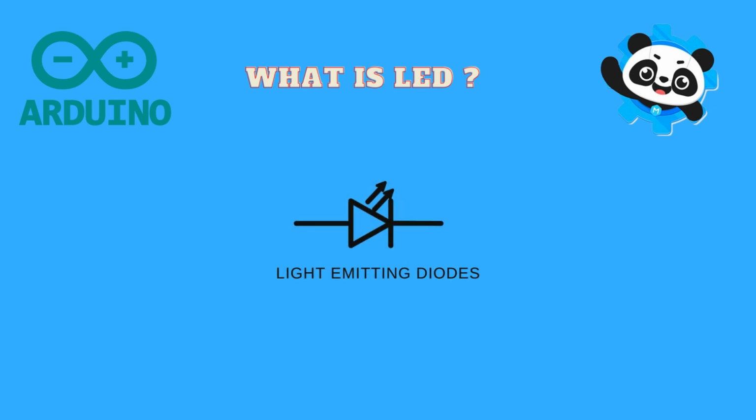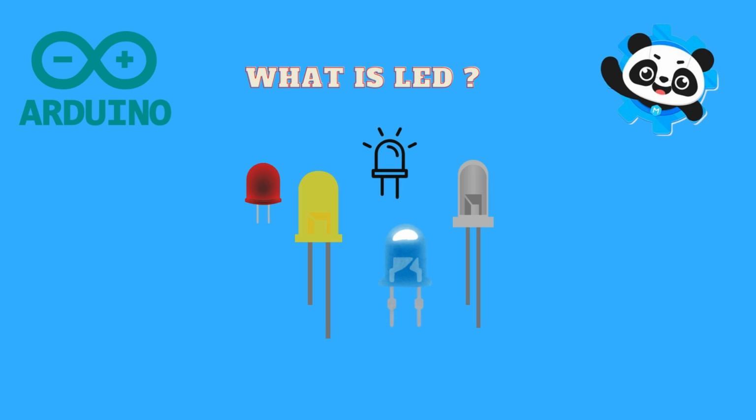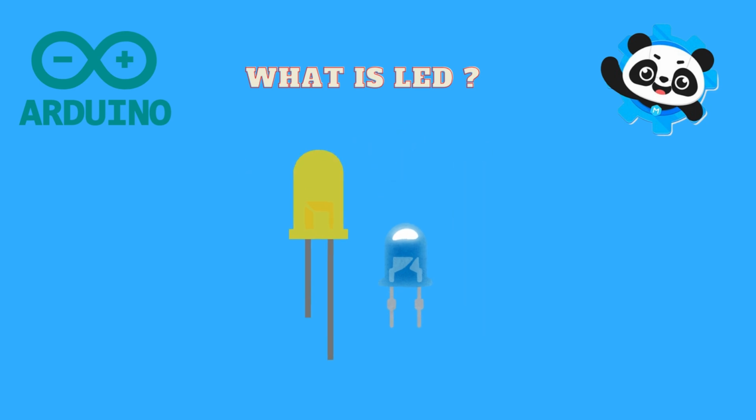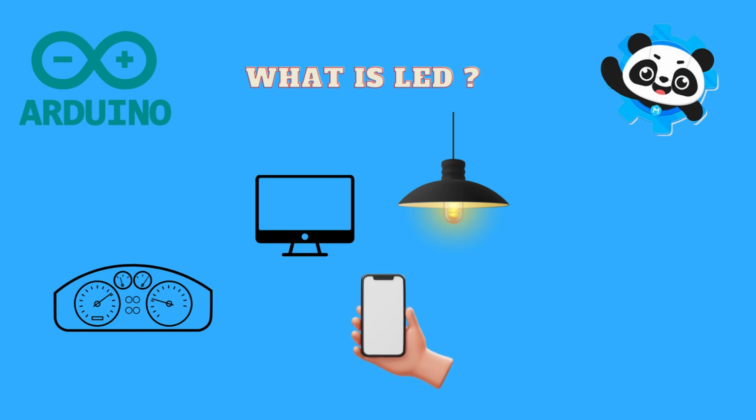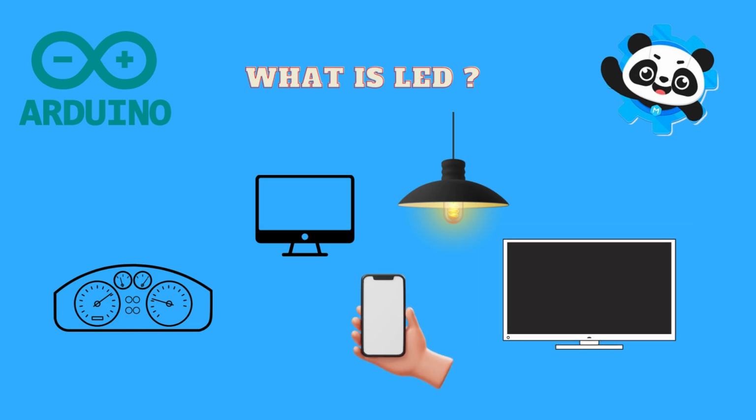LED, also known as light-emitting diodes, are electronic components that convert electricity into light. LED have several advantages, including long lifespan, low energy consumption, and fast switching speeds. They also come in a variety of colors and sizes and can be used in many different applications such as car interiors, home lighting, computer screens, mobile phones, televisions, and many more devices.